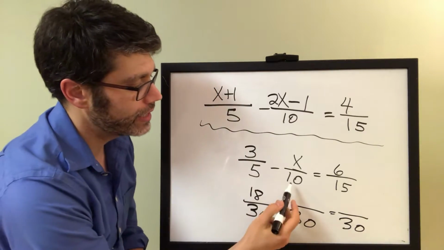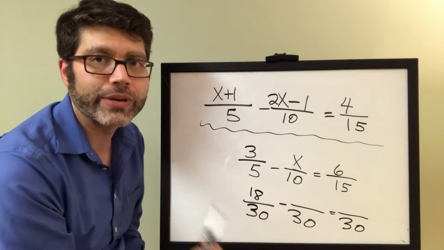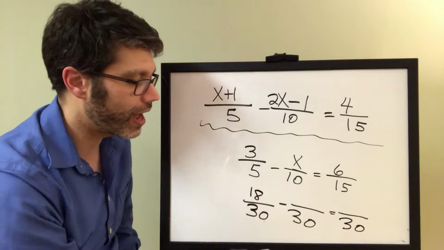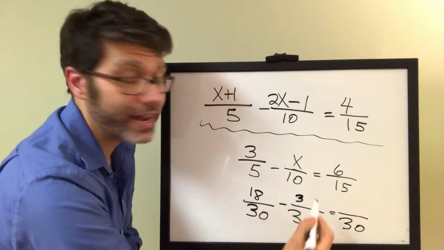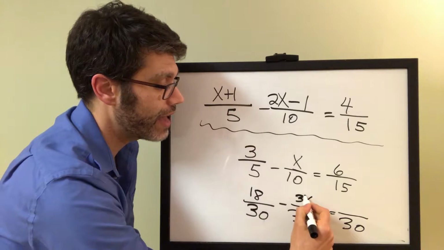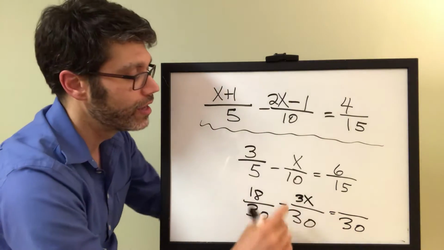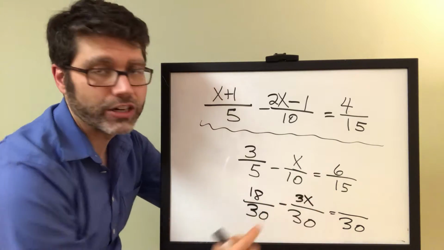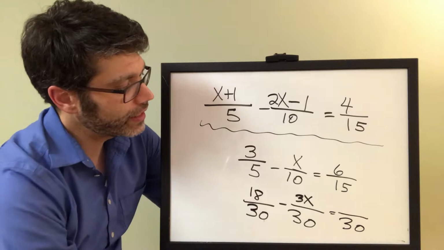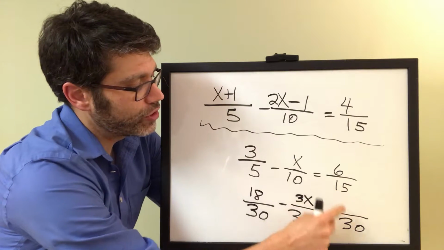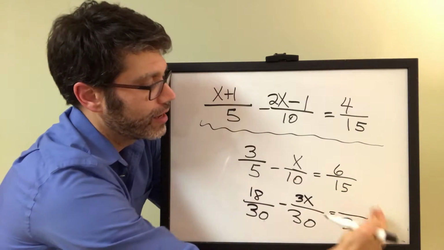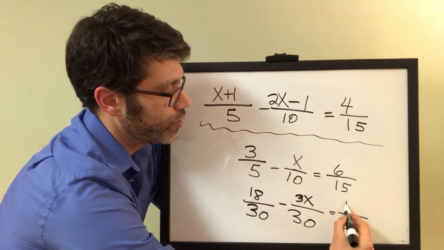Same thing for 10. 10 goes into 30 three times. Yes, I understand there's an x here. Variables are fine, but whatever this variable is, we know that we need 3 times that value so that this fraction and this fraction are equivalent. Finally, we multiplied 15 times 2 to get to 30, so we need to multiply its numerator by 2 to keep the same equivalent fraction. So 2 times 6 is 12.